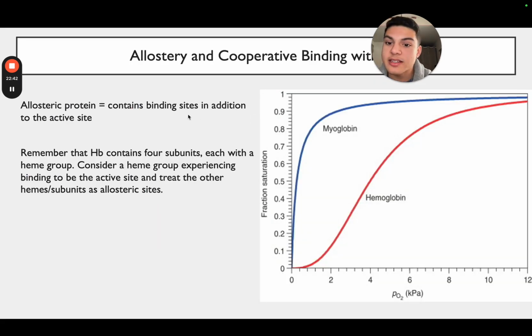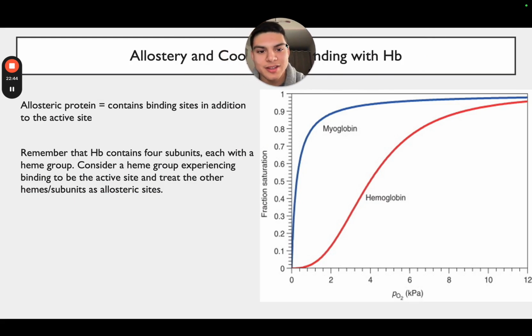So an allosteric protein contains binding sites in addition to the active site. So that's how we're able to see these properties of allostery and how one molecule can affect the binding affinities of the rest. So essentially the way to think about this is consider a heme group experiencing binding to be the active site and treat the other 3 heme subunits as allosteric sites. That's the best way to do it. And remember that myoglobin only has 1 heme, right? And we see that there's these different shapes, not necessarily the KDs or anything, just the different shapes. This one is hyperbolic, this one's sigmoidal. So the sigmoidal is the hemoglobin, right? And myoglobin is the hyperbolic. It's very subtle, the difference.